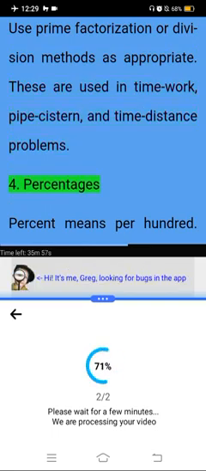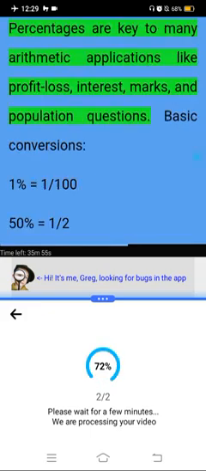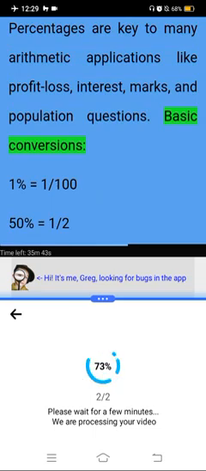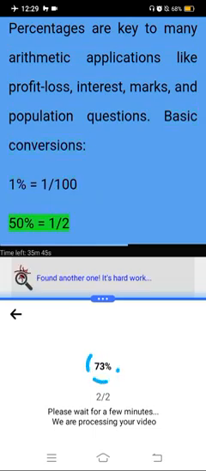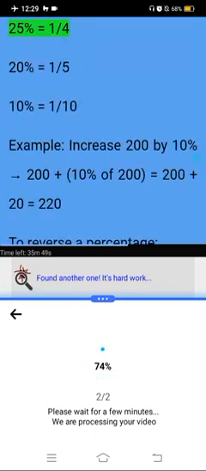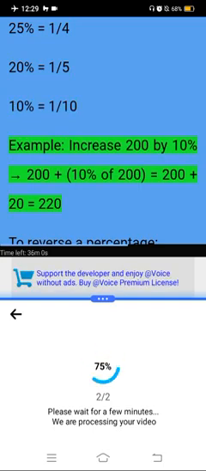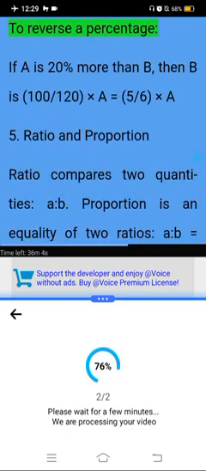4. Percentages. Percent means per hundred. Percentages are key to many arithmetic applications like profit and loss, interest, marks, and population questions. Basic conversions: 1% = 1/100, 50% = 1/2, 25% = 1/4, 20% = 1/5, 10% = 1/10. Example: increase 200 by 10% → 200 + 10% of 200 = 200 + 20 = 220. To reverse a percentage: if A is 20% more than B, then B = 100/120 × A = 5/6 × A.